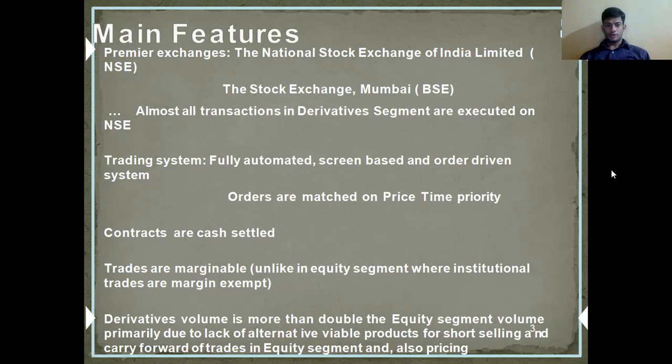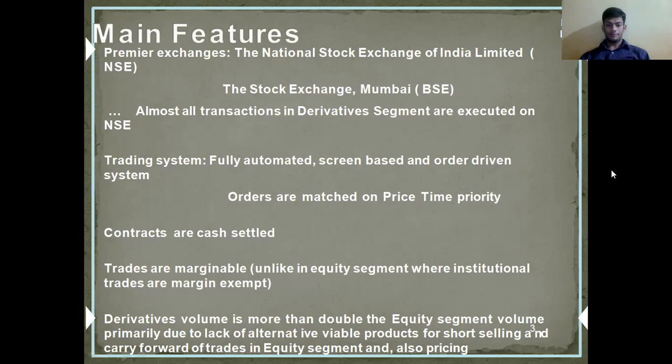The trading system is fully automated, screen-based and an order-driven derivative system. It means dematerialized. Orders are matched on price-time priority. The derivative market has two time periods, future and spot, and both are at work. Then contracts are cash settled. Both contracts are cash settled. Cash settled means settlement at the settlement price. You pay your cash and your work is done.